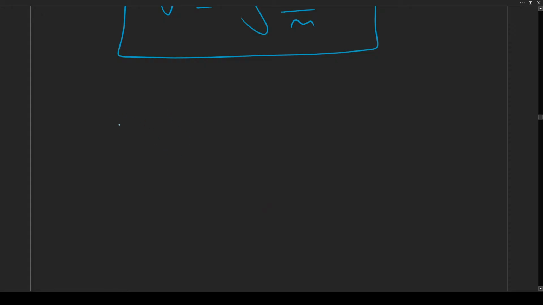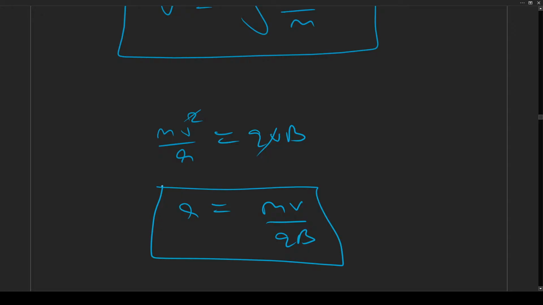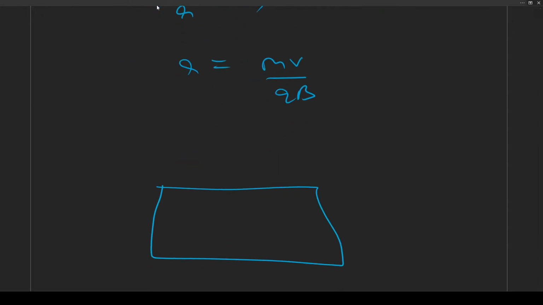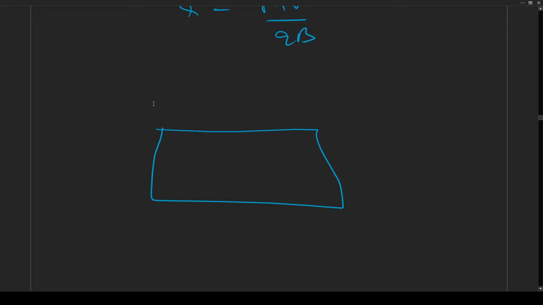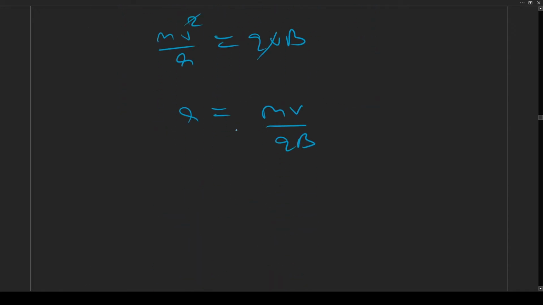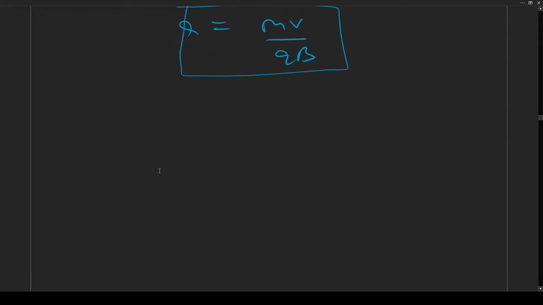And we know when there is basically mv square by r, which is centripetal force, and magnetic force, which is qvB, then we will get radius, which is equals to mv by qB. This is the radius of the circular path, and which we can denote in the diagram.